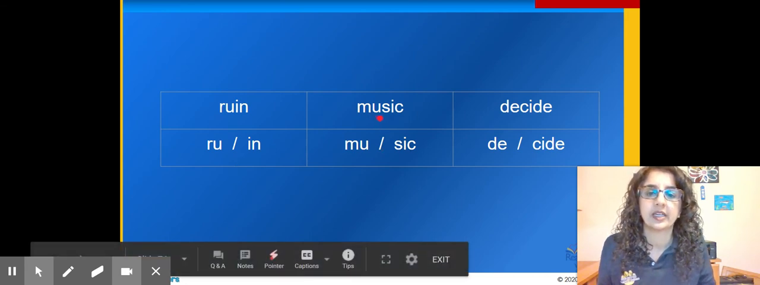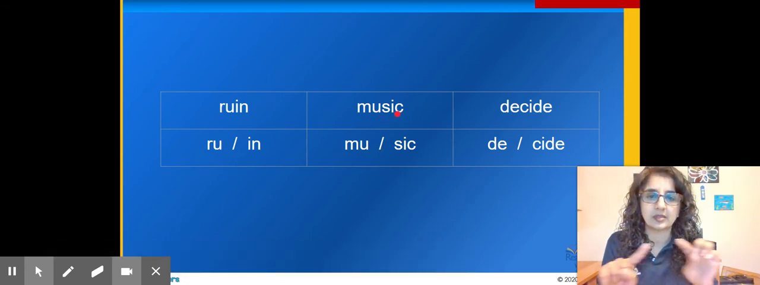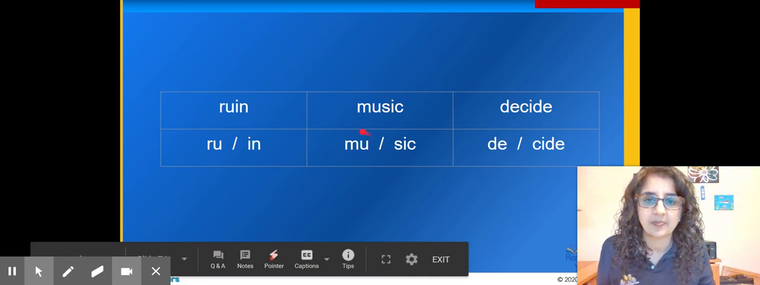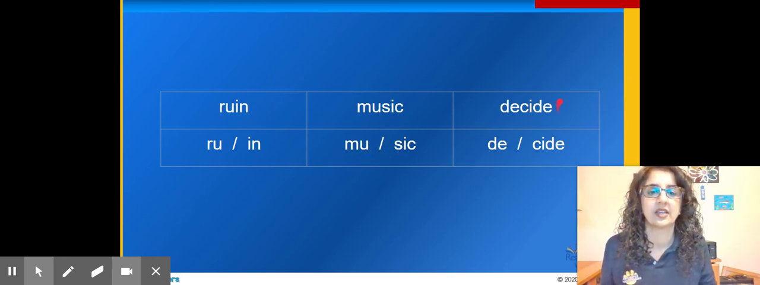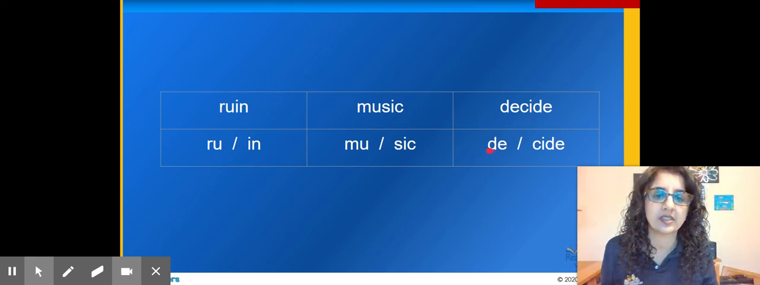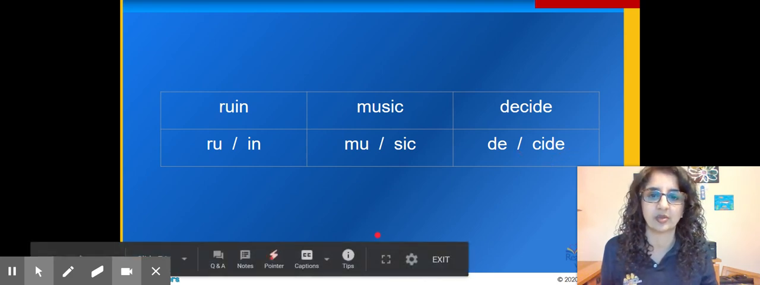Okay. And here we have a U and an I, split them apart. This is an open syllable because it doesn't end in a consonant. So it's going to say its long sound, music, music. Again, split those apart. Open syllable, it's going to say the long sound, decide. And there's your silent E syllable there.